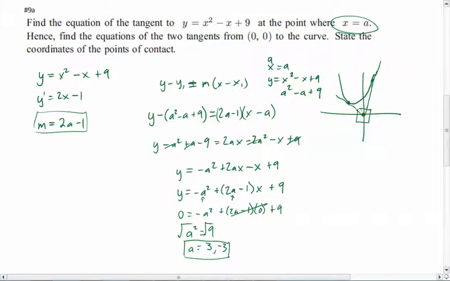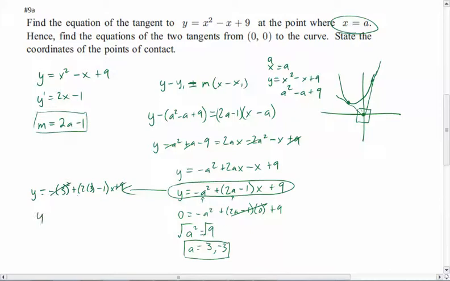So in order to do that, first I am just going to take my general equation here. I'm going to put a into it, right? So let's do it for the positive 3. If I put positive 3 in, then it's going to be y equals negative 3 squared plus 2 times 3 minus 1 times x plus 9. So that should be minus 9 and plus 9. So y equals 2 times 3 is 6 minus 1 is 5x.